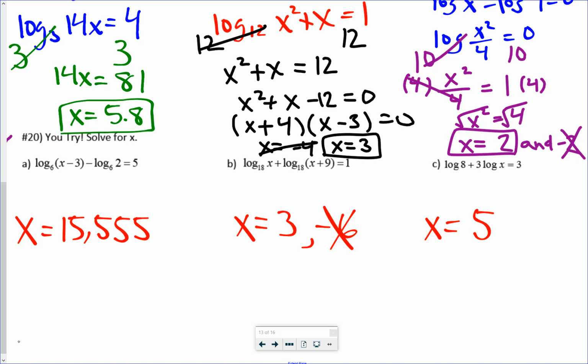Wait, how do you do C? Yeah, I just need help with C. Just C? Okay, I can help you see. Real quick, before I do C on part B, why did I cross out the negative 6?